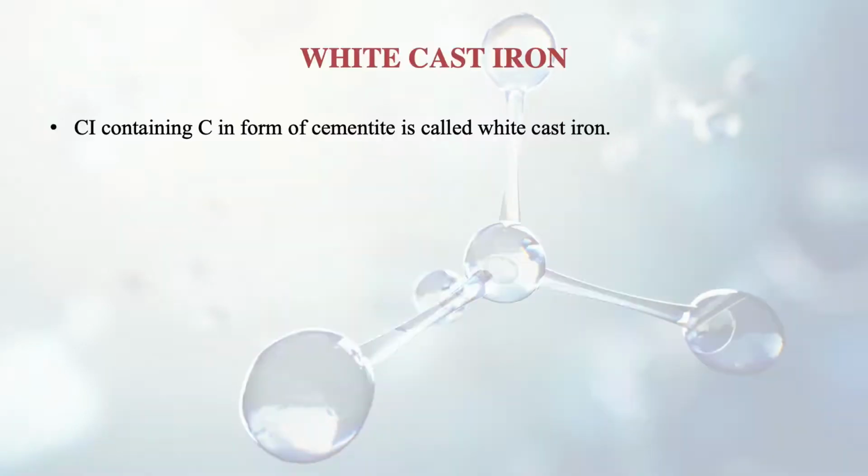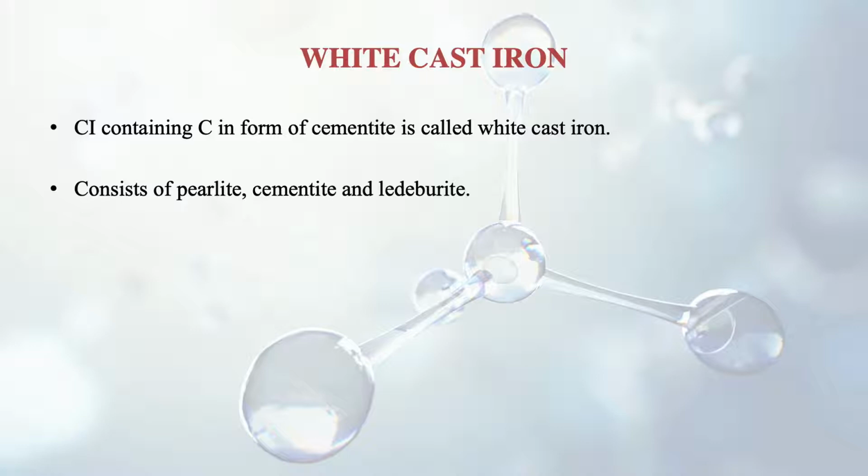So it contains carbon in the form of cementite. Like we discussed earlier in the previous sessions, cementite was there, which is given by the chemical formula Fe3C. So here again it comes in, because the percentage of carbon is in that range beyond 0.8%, and it also consists of perlite, cementite, and ledeburite. So it has both things, it has cementite also and it has perlite also.